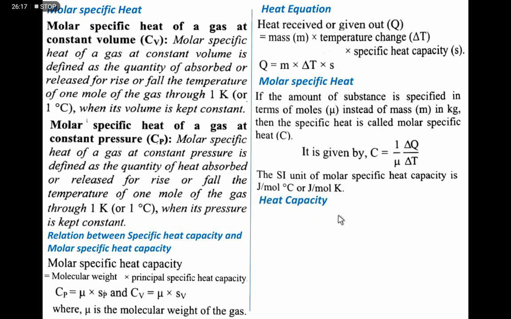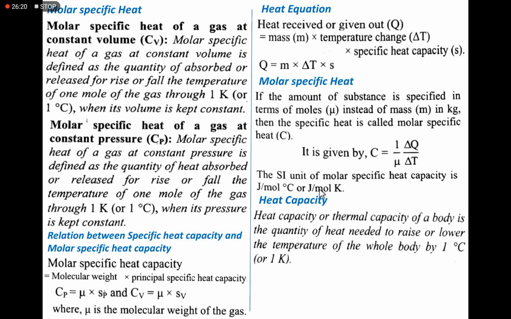Now heat capacity, definition: heat capacity or thermal capacity of the body is the quantity of heat needed to raise or lower the temperature of the whole body by 1 degree Celsius or 1 Kelvin. Remember students, whatever the molar heat, specific heat or heat capacity of the body, it relates to the change in temperature. When heat is supplied to the body, the temperature changes.